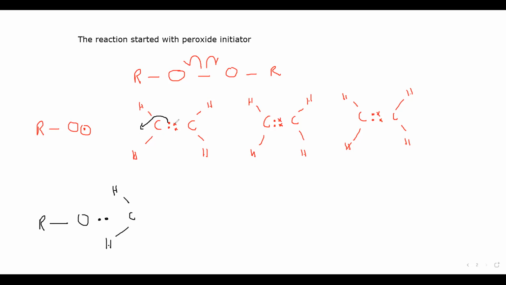Now, this carbon, because it can also form 4 bonds. As the bond breaks, this carbon will have the electron here and it will use this electron to form a bond with another carbon. So now they have a single bond between them.